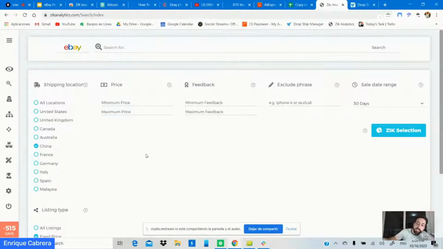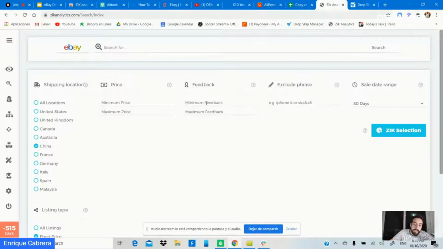Number two, we want to select a date range of the products that we want to source. Normally, you need to find products that have generated 3 to 4 sales during the past 30 days. That is where you know that the product has a very good demand, and that is where you know that the seller is making sales. So if the product is making sales, it makes sense to source it and maybe drop ship it yourself, right?